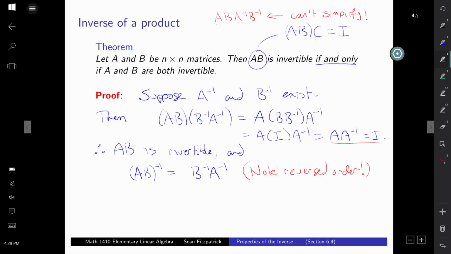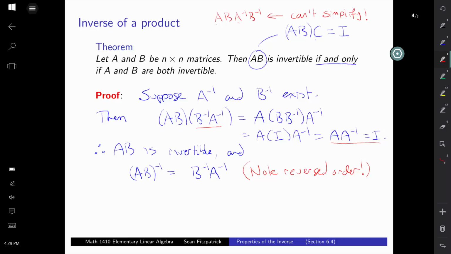If there's something in between them, I'm not allowed to rearrange to get A next to A inverse, and so there's no simplification that's possible here. So that wouldn't work. This is not the right inverse. This is: B inverse times A inverse, right?